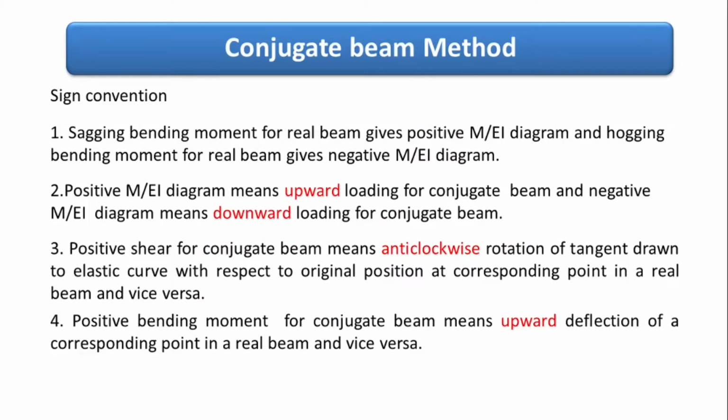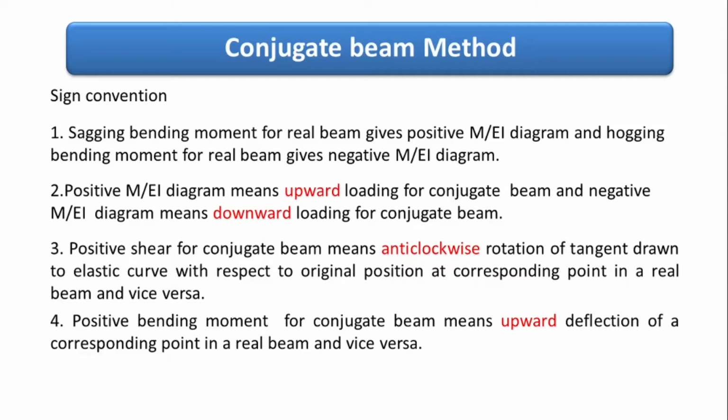Some sign conventions are here. The sagging bending moment for real beam gives the positive M by EI diagram, and hogging bending moment for real beam gives the negative M by EI diagram. The positive M by EI diagram means upward loading for the conjugate beam, and negative M by EI diagram means downward loading for the conjugate beam.